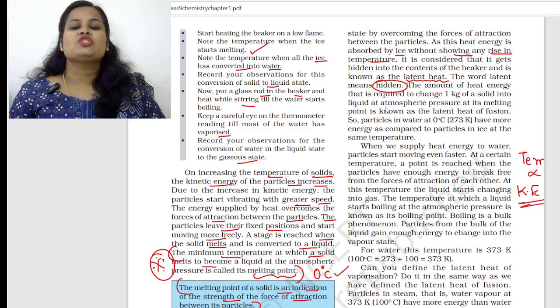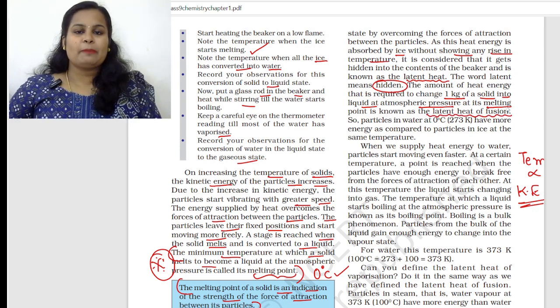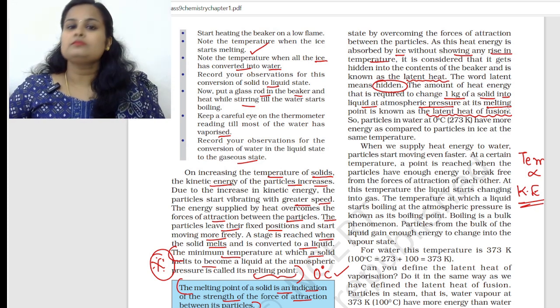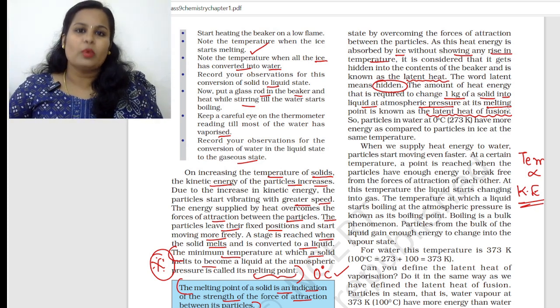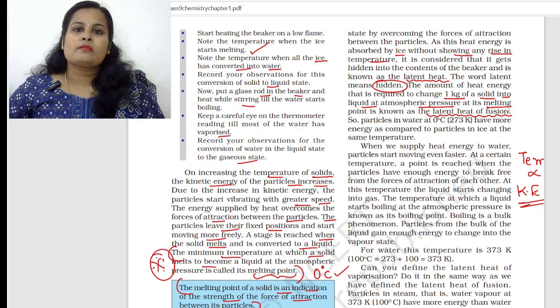The amount of heat energy that is required to change 1 kg of a solid into liquid at atmospheric pressure at its melting point is known as latent heat of fusion. So you can expect two definitions over here. The first one is, what do you understand by latent heat of fusion? The second one is, what do you understand by latent heat of vaporization? The definitions are going to be somewhat similar. You just need to change the keywords or the terms here and there.